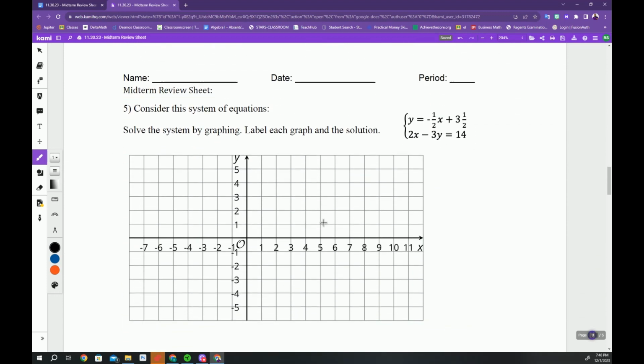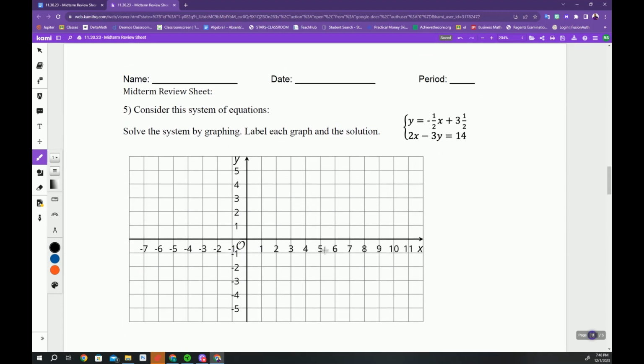Moving on to number 5. Consider this system of equations. Label each graph and the solution. So I'm going to show you guys 2 different ways we can graph. Let's start with the first one.